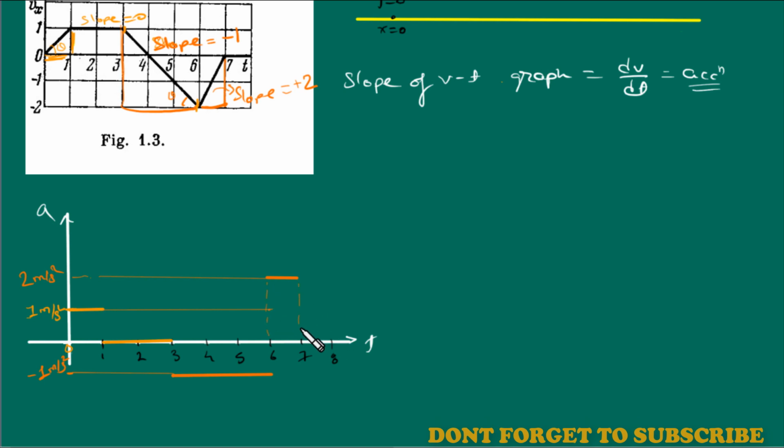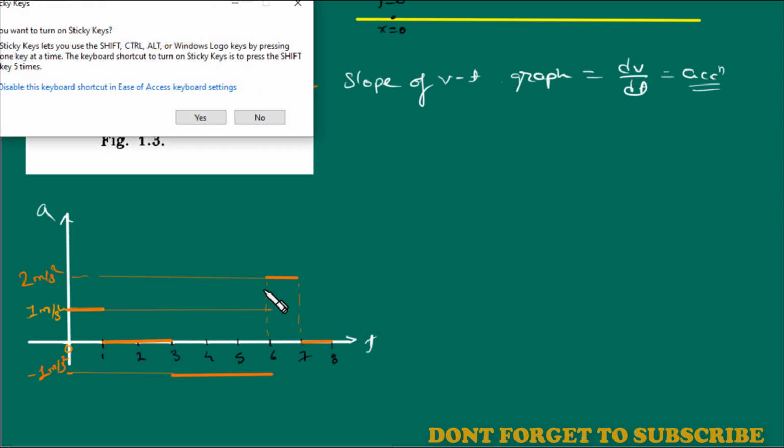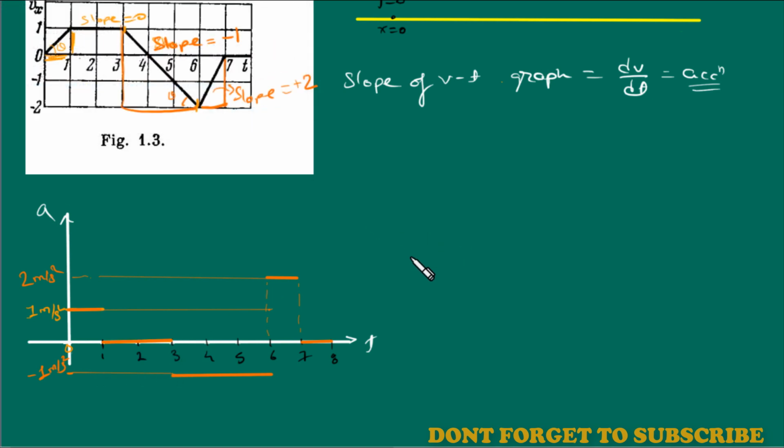Now after that again, if we see, slope has become 0, velocity has become 0. So all this which I have drawn with this orange pen is the graph of acceleration versus time, and I hope you have understood it very well.